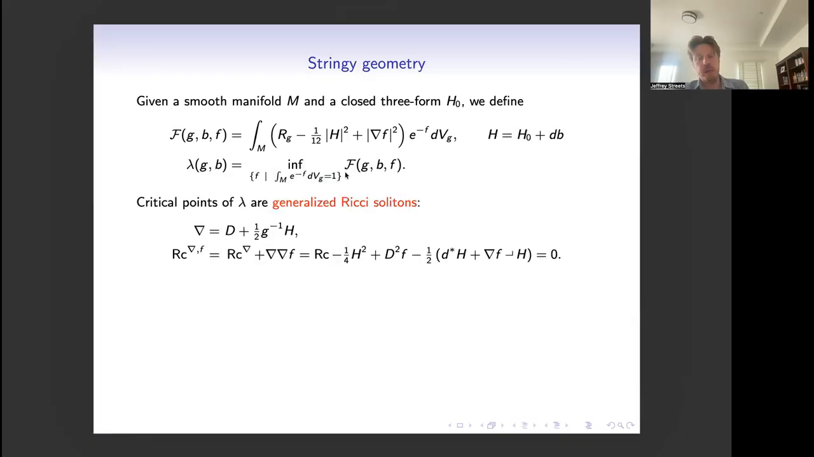The basic point is that critical points of this lambda functional are what are called generalized Ricci solitons. Here I will define this connection nabla to be the Levi-Civita connection associated with the metric plus a torsion term.